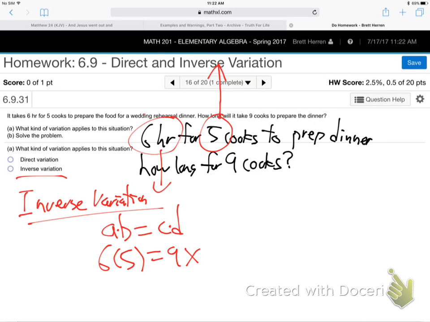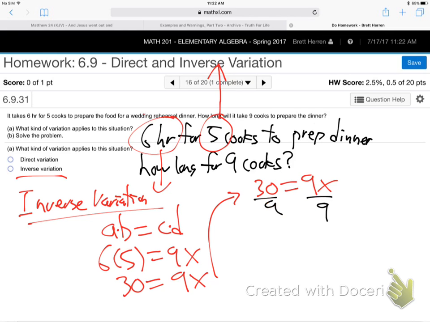Good. 30 equals 9X. How do you finish solving for X? Divide by 9. 30 over 9. That's reducible, divide by 3, huh? 10 thirds, or 3.33. I don't know if they want decimal or fraction. Yeah, 3.3333 decimal or 10 thirds with a fraction.